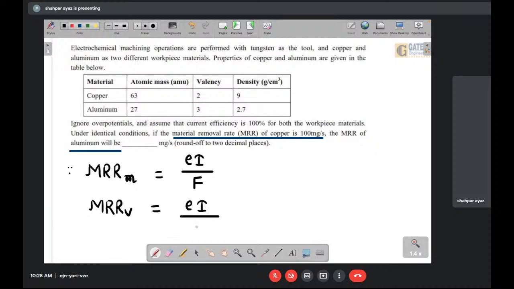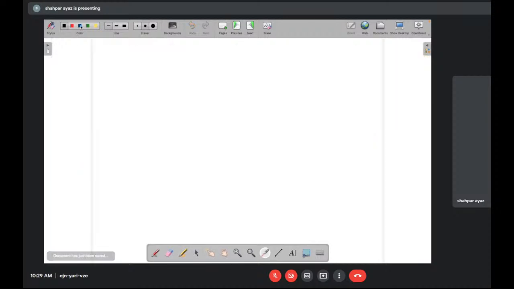MRRV, the formula is EI by rho F. So here it is in gram per second and here it is in mm cube or centimeter cube per second, right? That is the volume of the material removed per unit time, MRRV, and mass of the material removed per unit time. So here in this problem, the unit of MRR is given in milligram per second. It's okay. So guys, we can use the equation number one. So using this equation for the copper, so case one for copper.